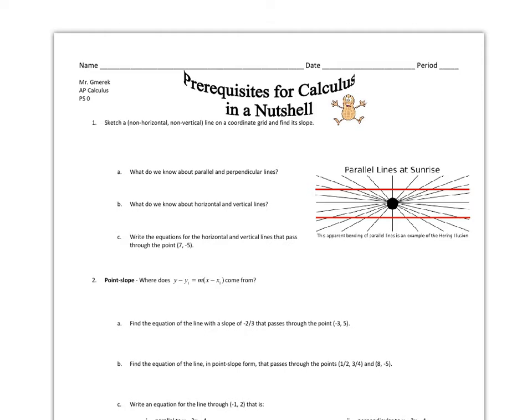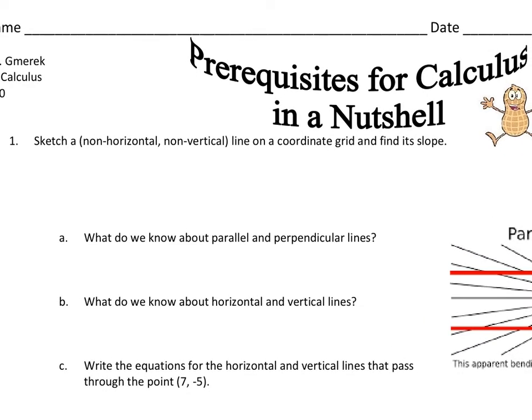So number 1 says sketch a non-horizontal, non-vertical line on a coordinate grid and find its slope. So just sketch any line that you want. Okay. And then plot a couple points. And then just count the slope. I'm just going to make mine up. Let's say this is at 5. This is at 2. So remember, slope is rise over run. So my slope here is 2. So let's say this is at -1. So my slope would be 3/5.